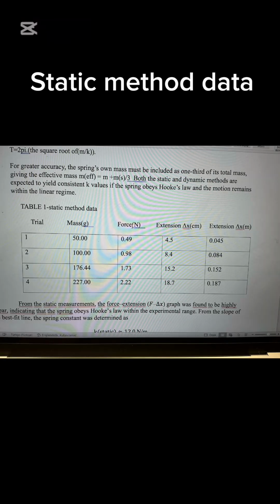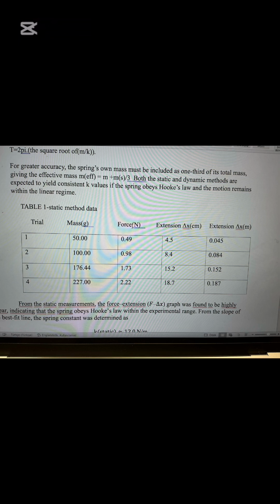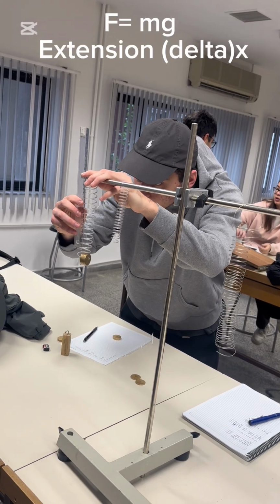Now this is my linear F-x graph that I gathered from the static method. Now here is my static method data. Now I'm doing some more basic calculations.